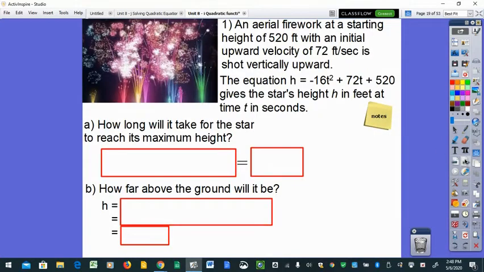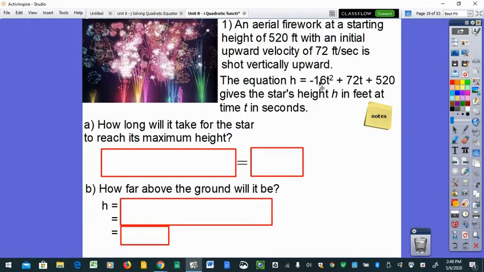So let's start with a firework. An aerial firework at a starting height of 520 feet. So imagine that they're setting up the fireworks on a hill that's 520 feet above sea level. They're going to shoot out of those cannons with an upward velocity of 72 feet per second.